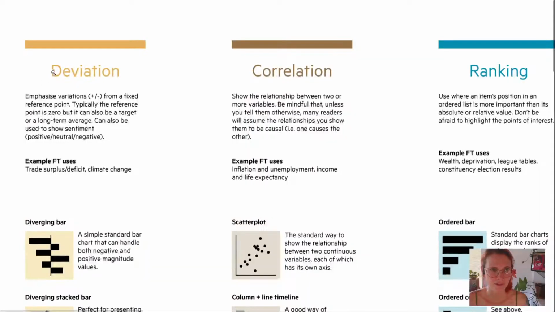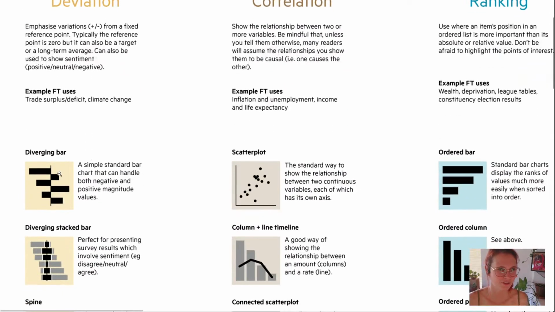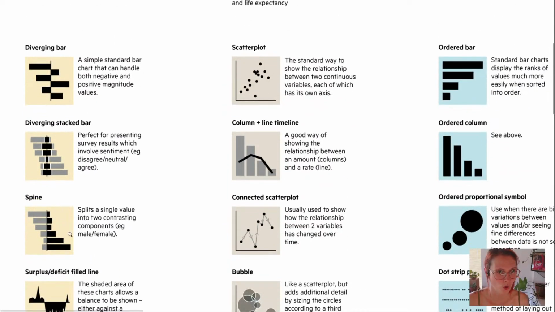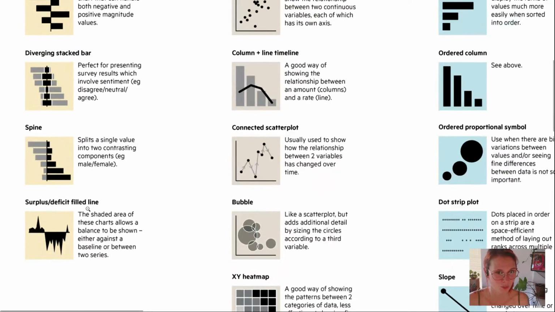So, for example, if we want to see something is different, the deviation. So, let's say the data set from Nightingale about deaths from preventable diseases put against deaths from wounds. That's all the deviation, right? They kind of oppose each other, and this is the type of data that you also get from surveys. I strongly agree, I strongly disagree, right? So there we have the diverging bar, but we can also have the diverging stacked bar, or a spine, or a surplus deficit fill line.